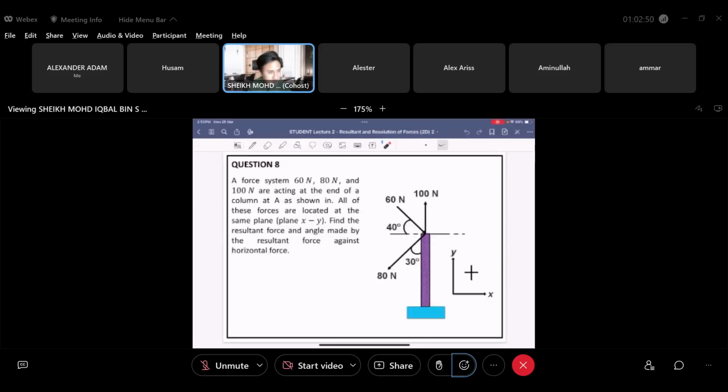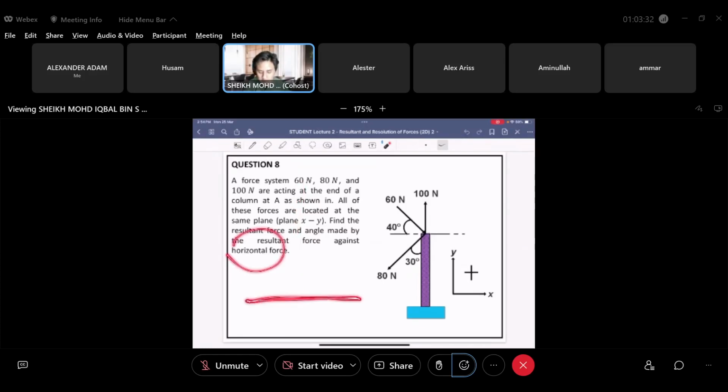So this is question 8. A force system of 60 Newton, 80 Newton, and so on, on the same plane, which is plane XY. Find the resultant force and angle, which means you need to find the magnitude and you need to find the direction made by the resultant force against the horizontal. The horizontal angle is the angle on the X plane. If it's vertical, then it's the angle on the vertical plane. But this is horizontal, so it's on the X plane.